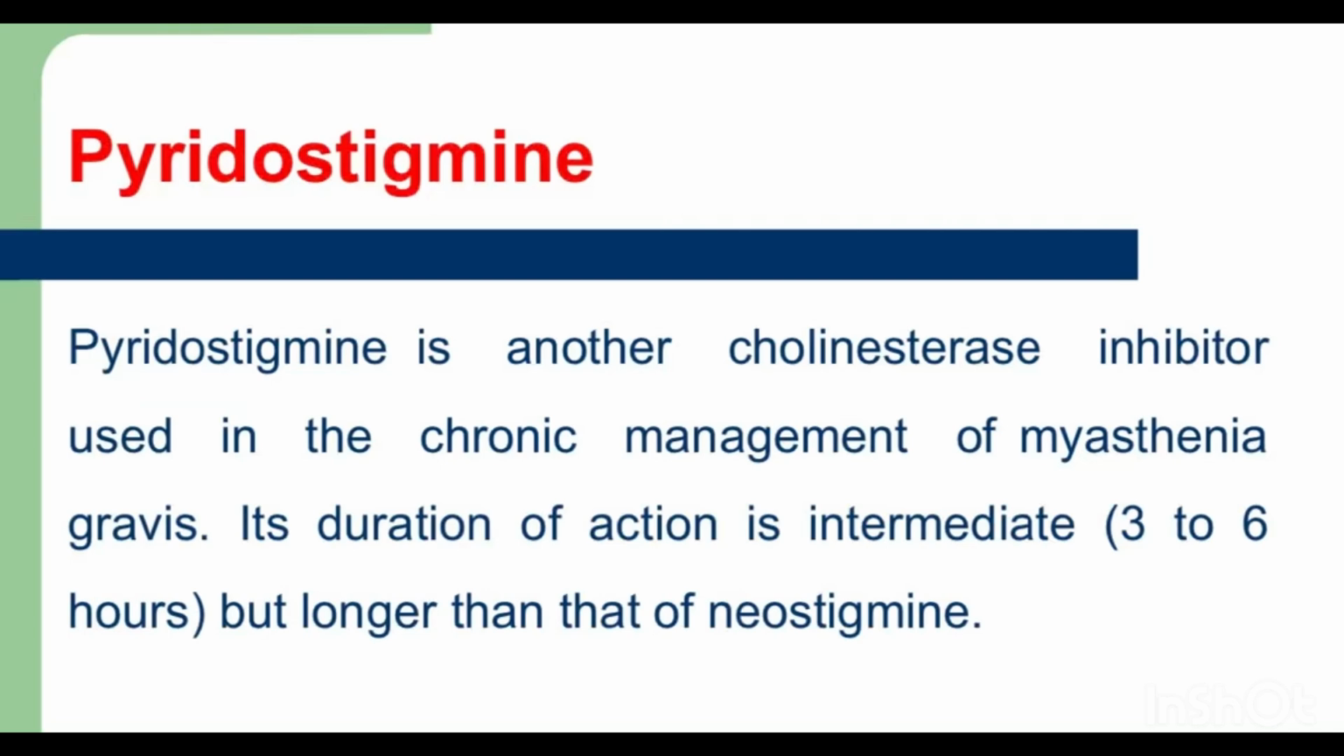So the only usefulness here is that it has a longer duration of action, more than neostigmine and physostigmine. It is different from physostigmine in that it doesn't penetrate the blood-brain barrier, and it has a longer duration of action than neostigmine and physostigmine because it acts for a long time, about 3 to 6 hours. It acts for a very long time, so it can be used as a first-line treatment of myasthenia gravis for its maintenance phase.